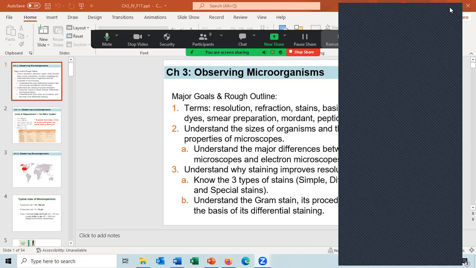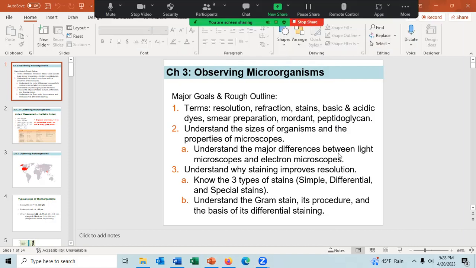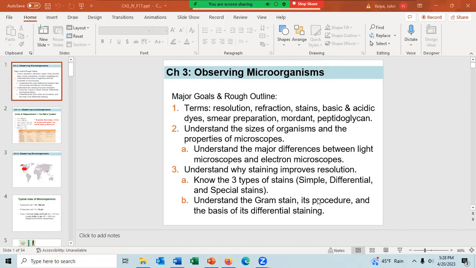Why is that not working? I can't raise it up higher. That's interesting. So understand the gram stain, its procedure, and the basis of its differential staining. Any questions about what we're going to be doing?